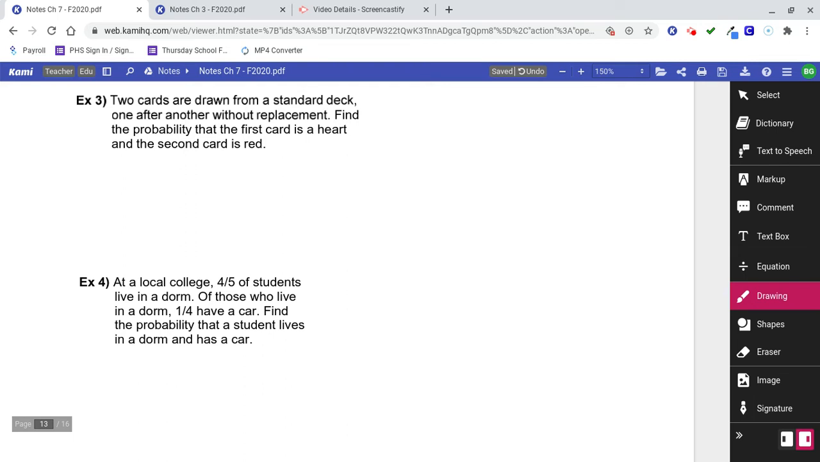Number 3, 2 cards are drawn from a standard deck, one after another without replacement. That's a pretty important phrase. Find the probability that the first card is a heart and the second card is red. Okay? So probability that the first card is a heart and the second card is red. All right. So let's think about this. What is the probability that the first card is a heart? Do you know? Okay, very good. It's 13 out of 52.